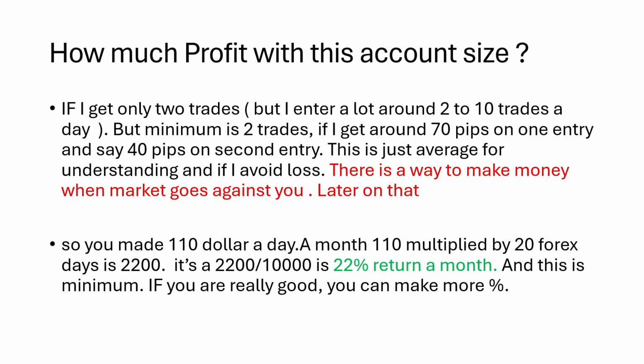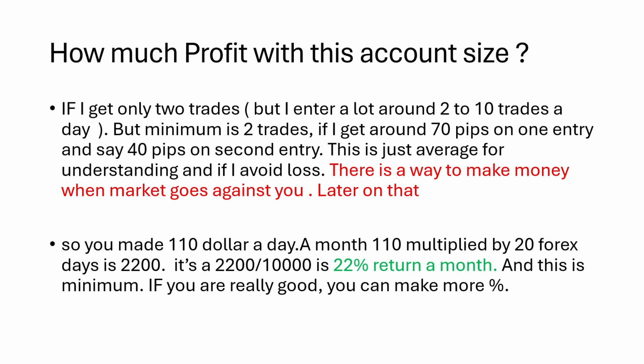Let's say you got only a minimum of 2 trades a day, and it can be buy or sell, anything. One trade was good, 70 pips, and another trade was only 40 pips. This is just for understanding the average. You can make less also, but I take a lot of trades, around 2 to 10 trades a day. I get out of the market a lot of the time.